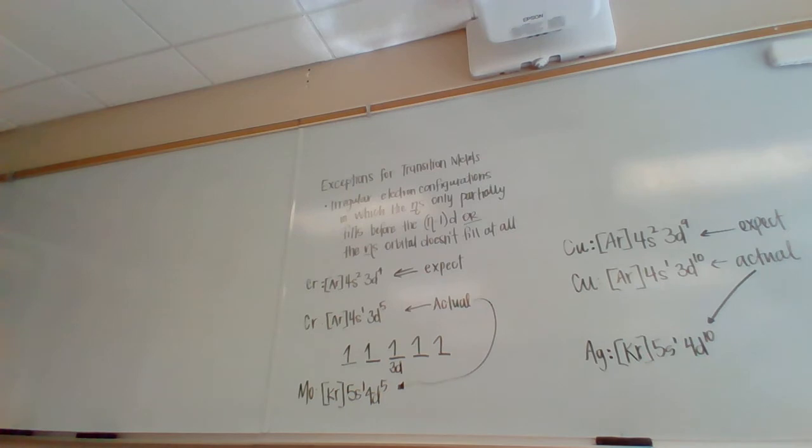We jump over here, aluminum will form a +3. Aluminum is the only metal here. Boron, all the way down, those are metalloids. So only aluminum is +3.